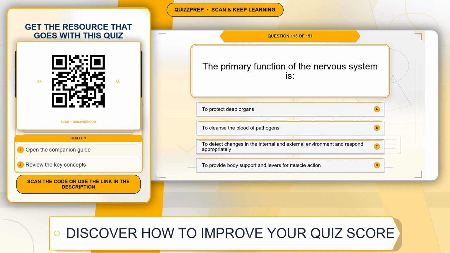Question 113. The primary function of the nervous system is: Option A, to protect deep organs. Option B, to cleanse the blood of pathogens.